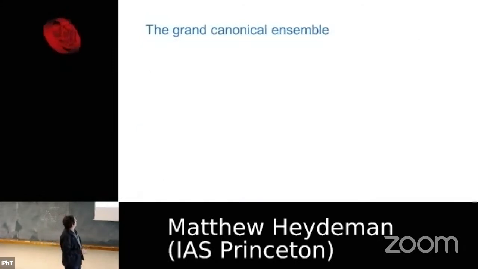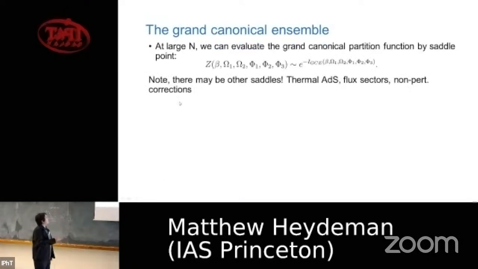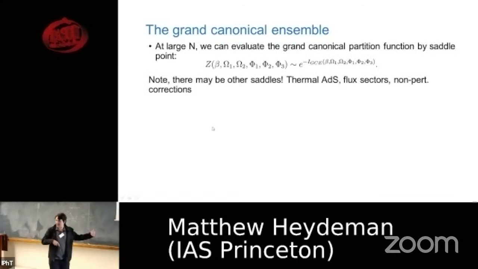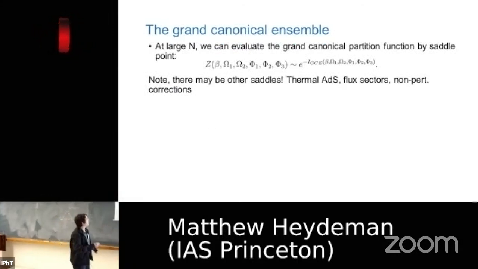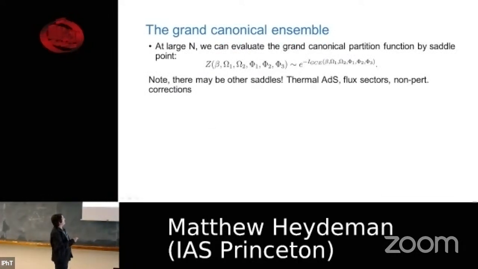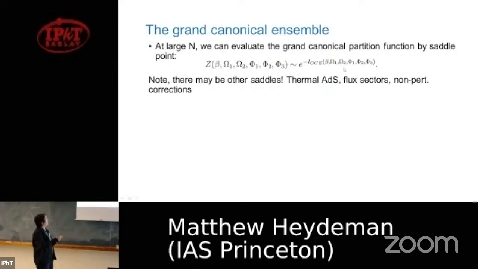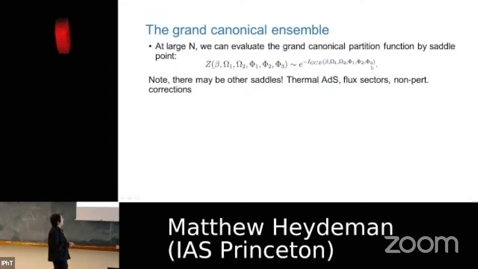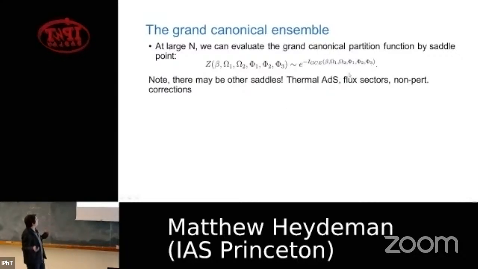So the grand canonical ensemble. Remember, way back at the beginning, I said that I wanted to calculate Z in some ensemble. And the way I'm going to do that is by saddle point. I'll find the largest saddle point solution of the ansatz and just say Z is approximately that. Of course, there may be other saddles. There may be thermal AdS, there may be different flux sectors, non-perturbative corrections, et cetera, and so on. I'm just going to try to keep the largest one that I can see in supergravity.